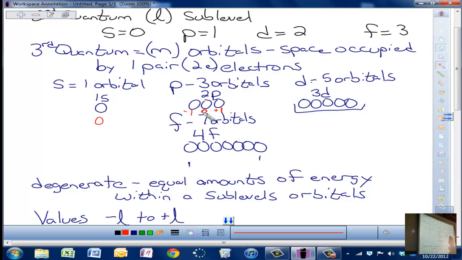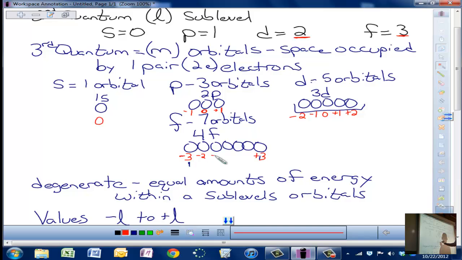Let's look at our D. The value of D is 2. So we're going to have on the far left a negative 2, on the far right a positive 2, and if we fill in between, negative 1, 0, and positive 1. And finally, our F. The value of F is 3. So again, we are going to go negative 3 to positive 3, and we're going to fill in between.